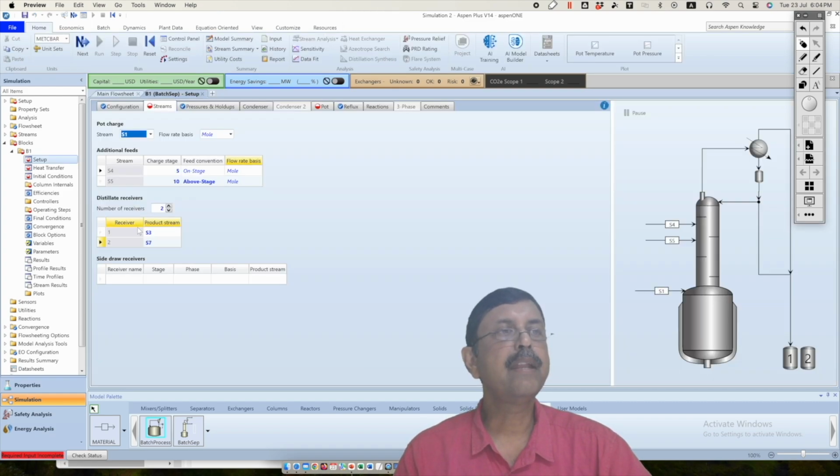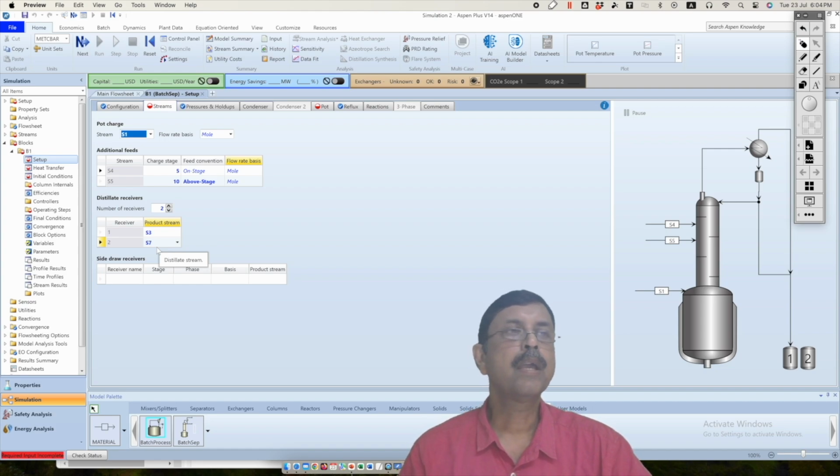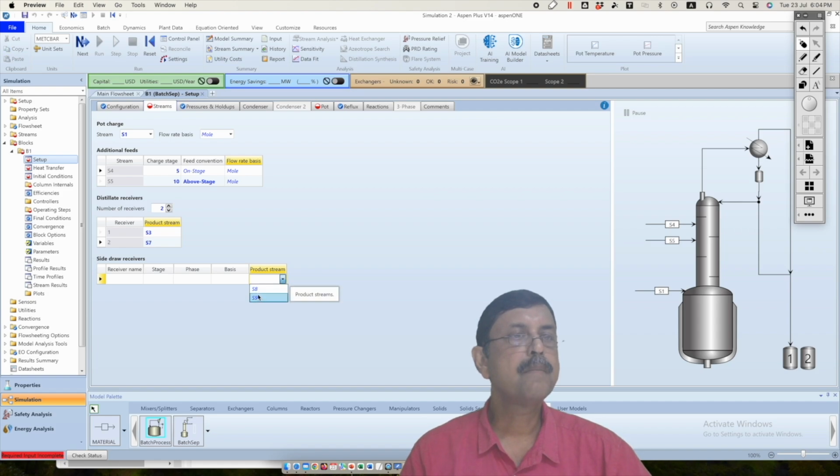So out of 3 distillate flows, we are receiving S3 and S7. S6 we are not receiving anywhere. Okay, so that's how we fix the distillate receivers. Similarly, the side draw receivers, they are from S8 and S9 because there are 2 side draw receivers.